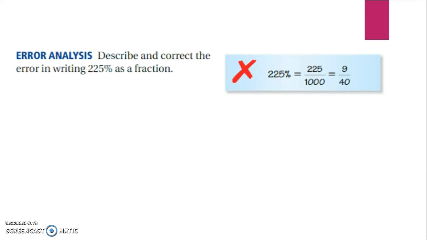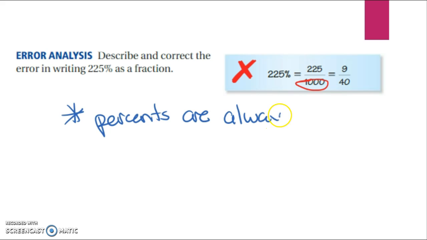All right, so the problem here is that instead of taking it out of 100, they took it out of 1,000. I want you to write this in your notebooks. Actually, you're going to write this instead. Put a little star and say percents are always out of 100. So here they took it out of 1,000, it should have been 100.